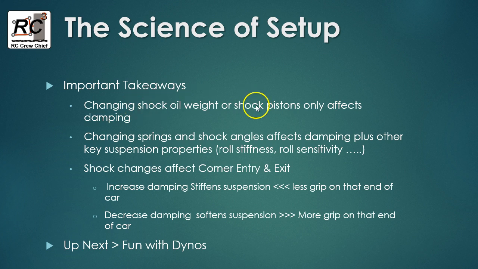And in reality, you're not going to change shock pistons a lot unless you're an off-road guy. Off-road, you can make a lot of inroads with pack and so on by using different diameter holes and number of holes and so on. We've talked about that in the last episode, or episode 9. And shock changes, as far as handling is concerned, only affect your corner entry and exit. So if you increase the damping, that stiffens the suspension, so you're going to have less grip on that end of the car. If you decrease the damping, that softens the suspension, that's going to give you more grip on that end of the car.